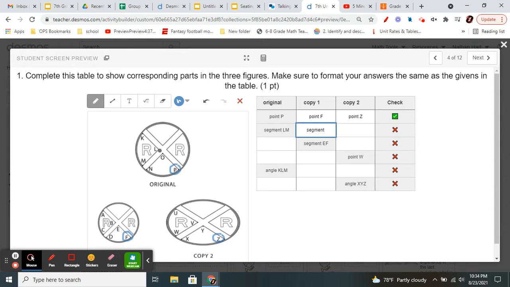And then LM is going to be right here. So you know it's going to be right here. And then this one is going to be VW. Okay. For angle KLM, so copy 1, that's going to be angle ABC. And angle UVW. Okay. So I'm going to let you do the segment, a point, and an angle.